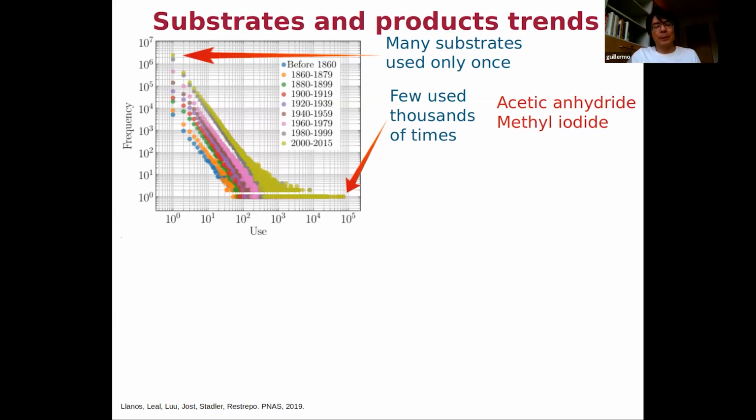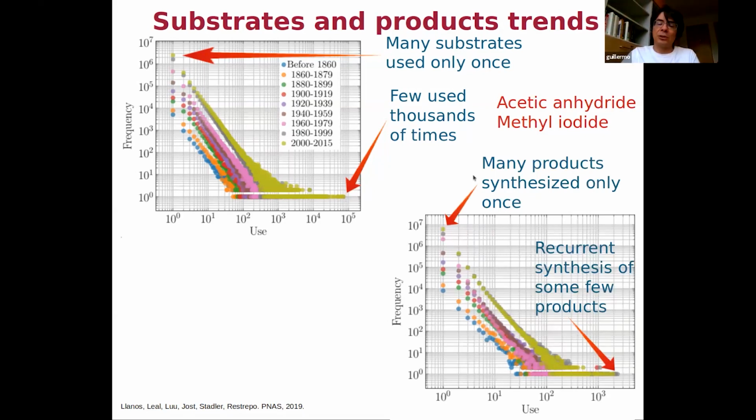But at the other extreme, in the tail, you have that historically chemists have several substances, but very few substances, which have been used thousands of times. And here I have two examples of those substances with enormous use in the production of new chemicals.